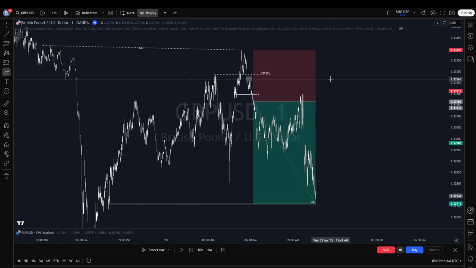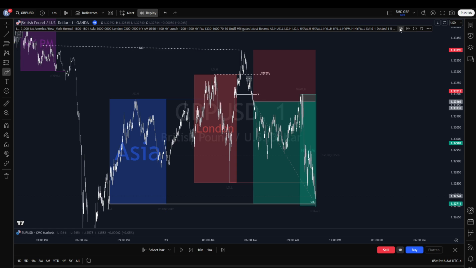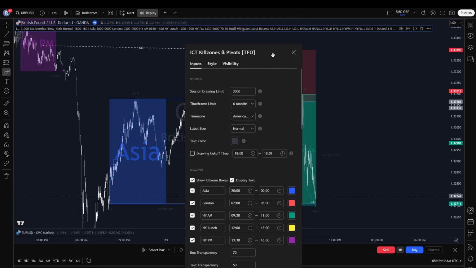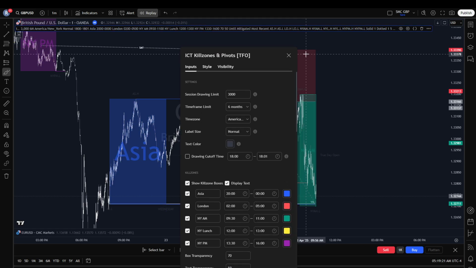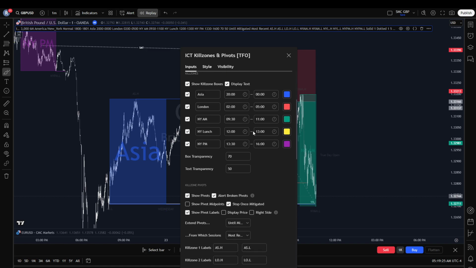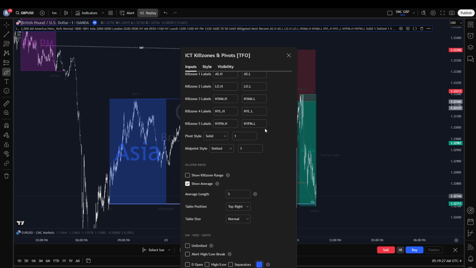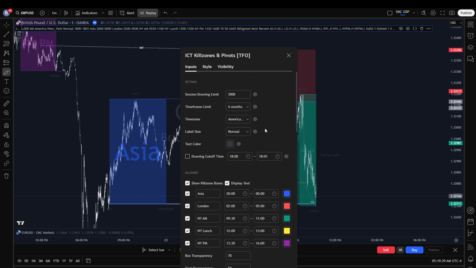Okay, now, what is the indicator I'm talking about? It is the ICT kill zones and pivots TFO. Okay, so what does this show you? It shows you your session highs and lows, and it shows you your midnight open. Okay, two very important and underutilized pieces of trading, in my opinion, or an indicator you can use to capitalize on those areas of liquidity and how you can use them to identify your manipulations and your take profit. Going to get into that a little bit later.